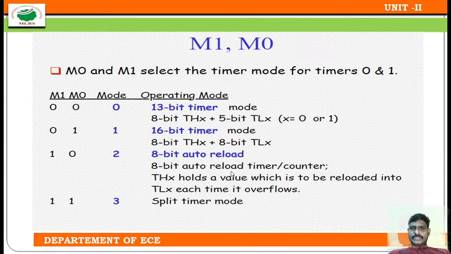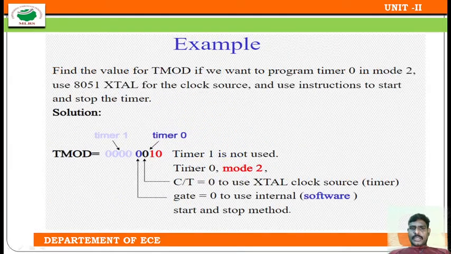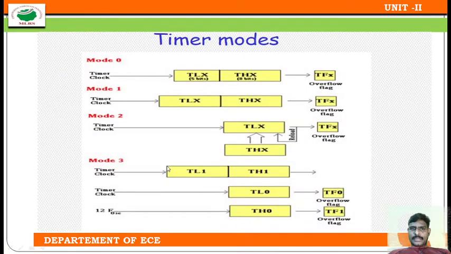Mode 2, as you saw in the previous slide, is nothing but 10. So 10 is mode 2. So what is this value? 02. If I load 02 into the TMOD register, it initializes.